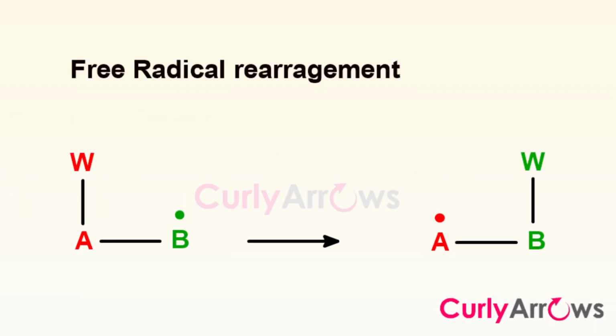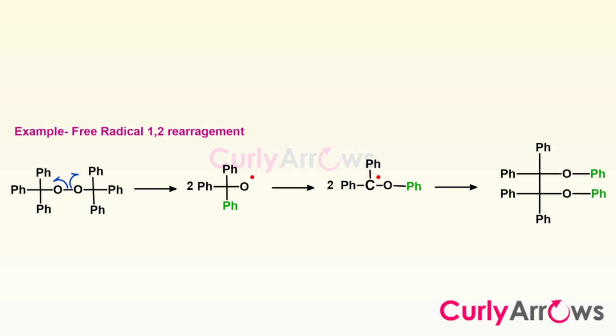The last common type is when the migrating atom or group moves with only one electron, that is, as a radical. It was Heinrich Otto Wieland who in 1911 reported the first radical 1,2 rearrangement, a bis-triphenylmethyl peroxide's conversion to form a rearranged addition product of the 2 radical species, a tetraphenylethane.